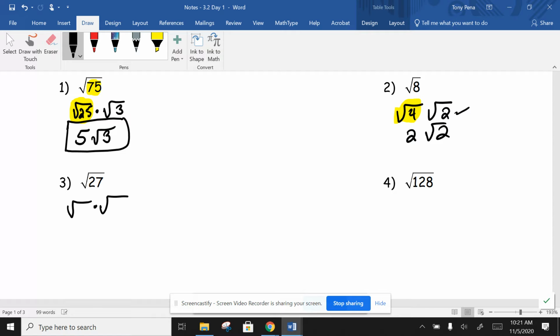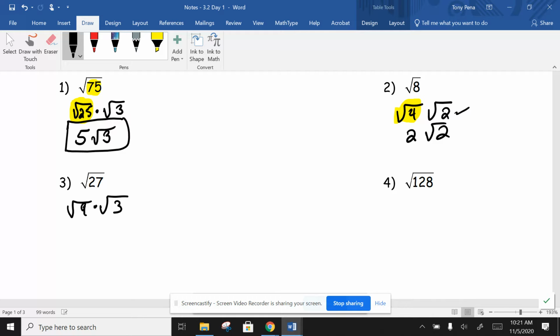All right, so what we're trying to do, what 2 numbers multiply to be 27? One of them we are hoping is a perfect square if we can simplify it any further. All right, what do you got there, Jenna? The square root of 9 and square root of 3.